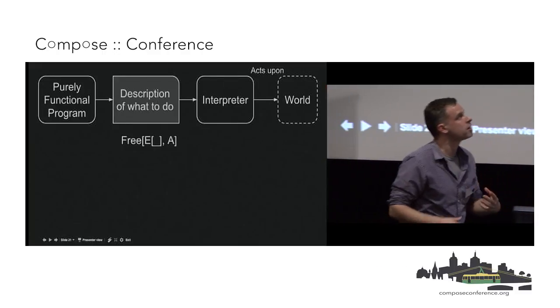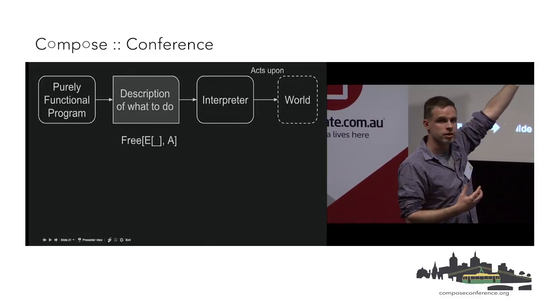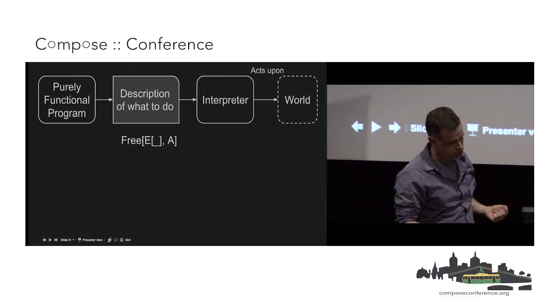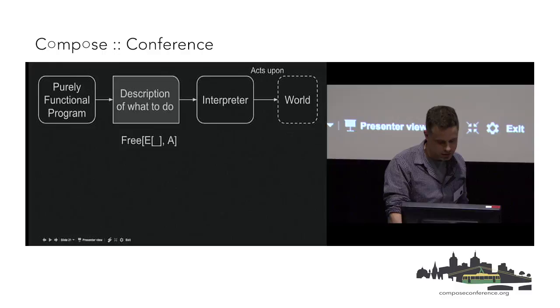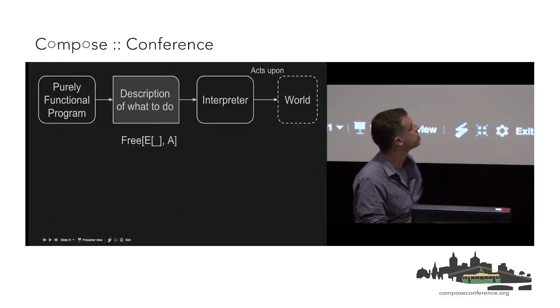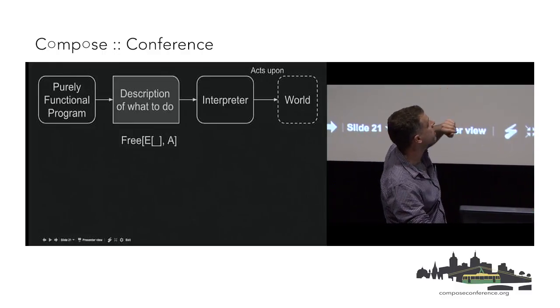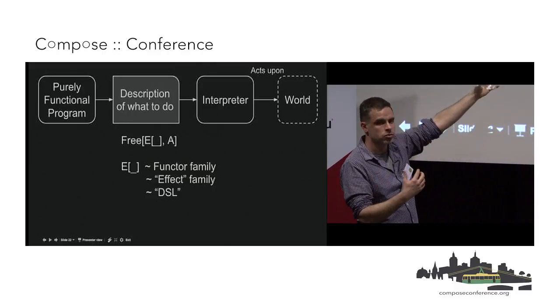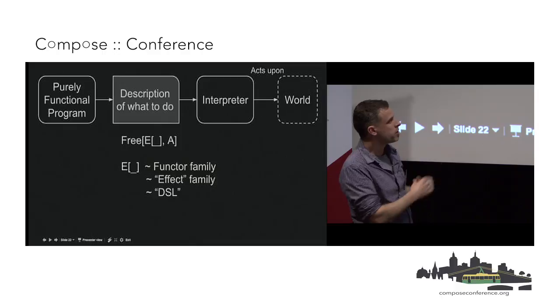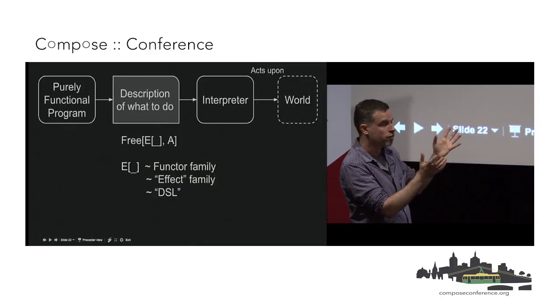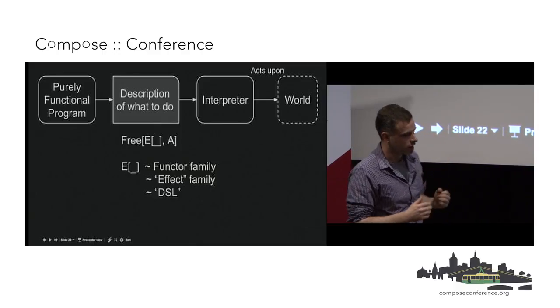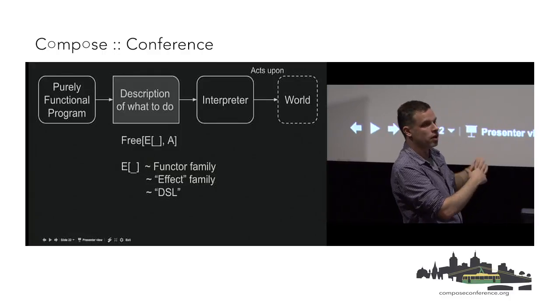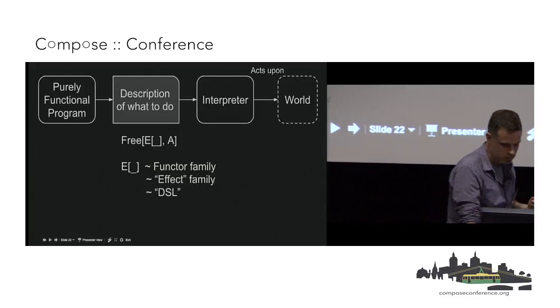So the Freer Monad serves as a language to express that description of what to do. And it yields a value A, and it's parameterized on this type E. And E can represent a family of functors. A functor is roughly a container, but you can also view it as a family of effects or a domain-specific language to describe what can occur in that program.